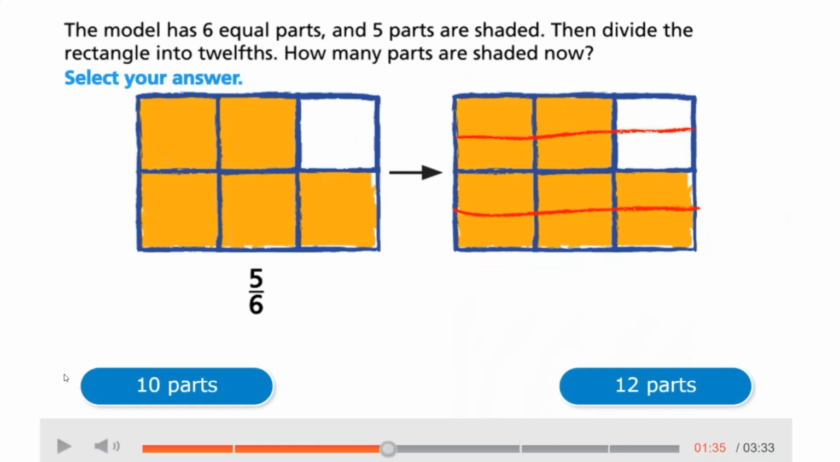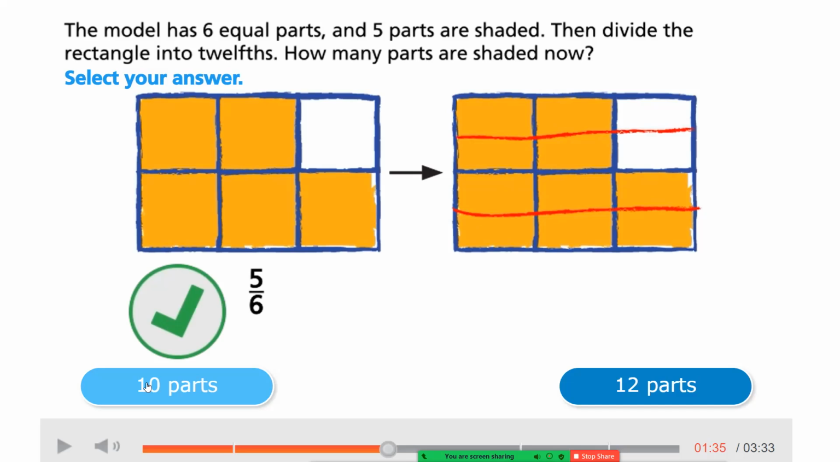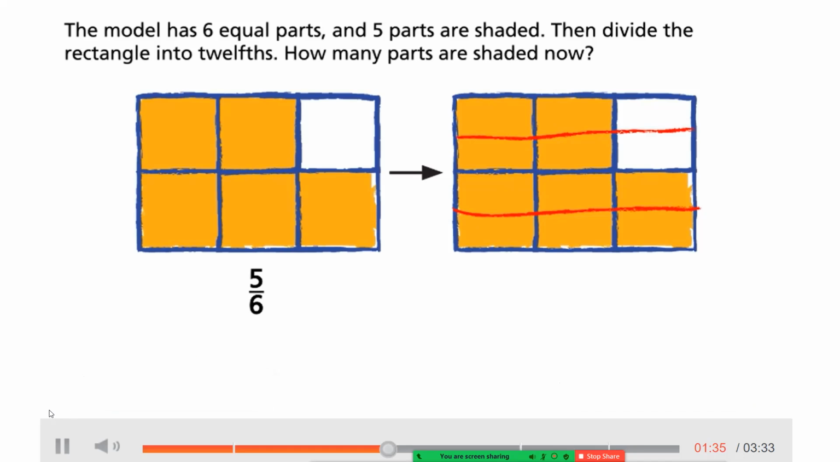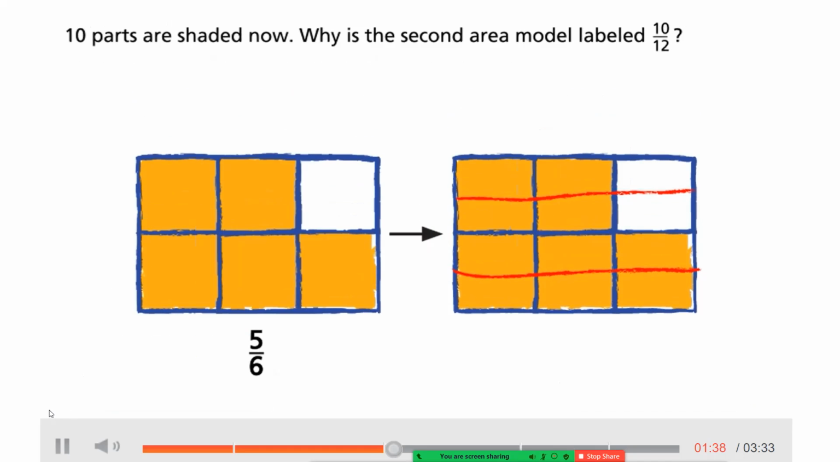Select your answer. So what they've done here is they took the exact same shape and they just cut those pieces in half. So now we have twice as many pieces. The same amount of the total shape is still shaded in, it's still colored in. But since now it's cut into smaller pieces, each one of the shaded pieces was cut into 2 smaller pieces. Now we can see that there are 2, 4, 6, 8, 10 out of the 12 parts that are shaded in. Ten parts are shaded now.